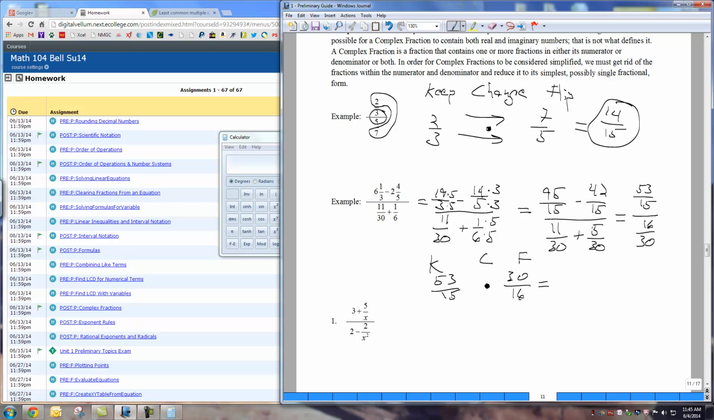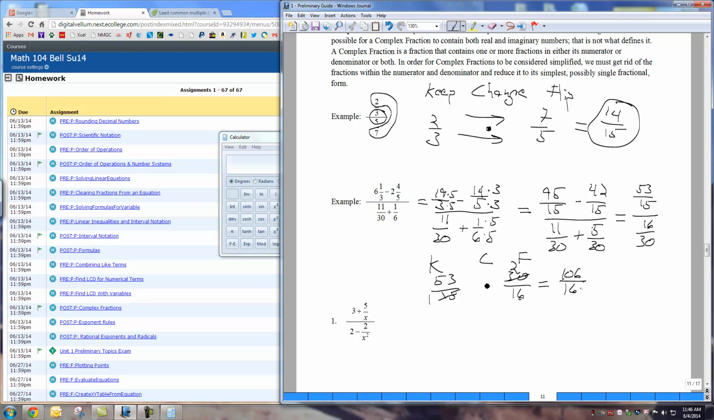Now right here I can do some reduction. 53 is a prime number. There's not going to be anything that goes into 53. So between 16 and 53, there's not a lot we can do, but 15 and 30 definitely have something in common. 15 goes into this once, and it goes into 30 twice. So you see how much that simplifies our answer. If you don't see it right away, you can reduce at the end. 53 times 2 is 106. 1 times 16 is 16.